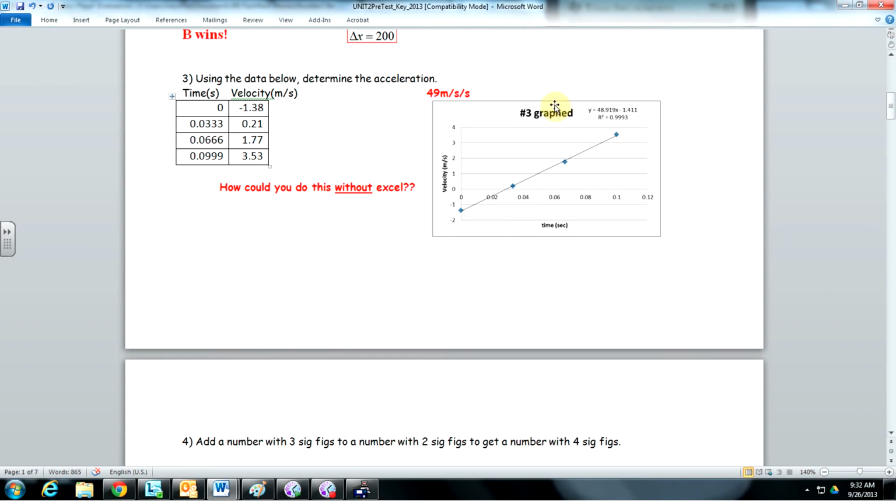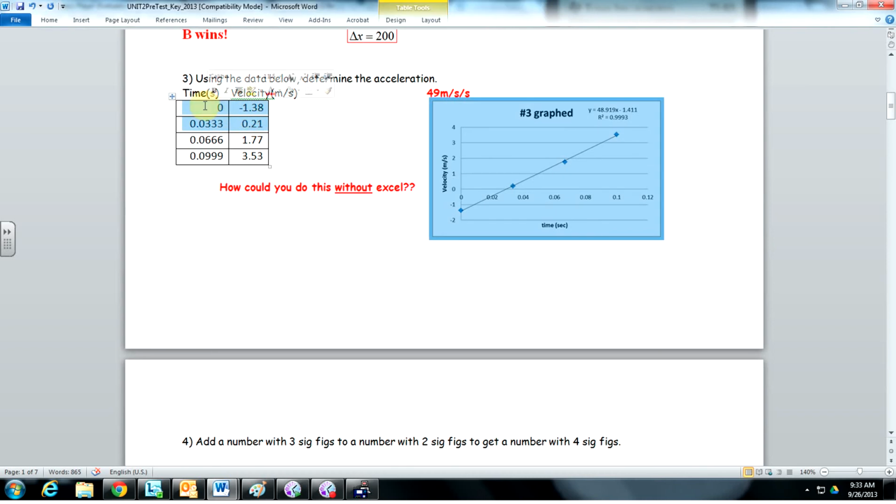For 3, I kind of cheated a little bit here, and we used Excel. But in any case, you should get around 50. If you're doing it without Excel, you'd have to do some actual slope. Let's say you took these 4 numbers. You could take the change in velocity, figure that number out, get the change in time, subtract those 2 numbers to get that. You could divide those numbers. You'd get a number around 49.